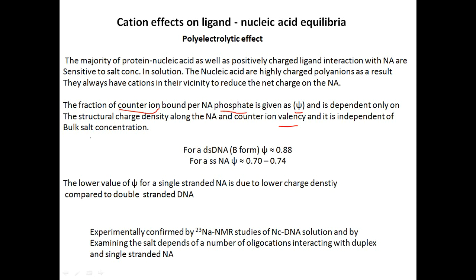And this fraction is independent of bulk salt concentration. Salt concentration doesn't affect this fraction because we are talking only about the vicinity of the nucleic acid. So for a double stranded DNA, like a B form DNA, the psi value is expected to be around 0.88, that is nearer to 1. That is, one phosphate group interacts with one cation when valency is 1. And for a single stranded nucleic acid like RNA or single stranded DNA, per phosphate group around 0.7 to 0.774 is the fraction of counter ion, that is the cation, binding to the phosphate group.